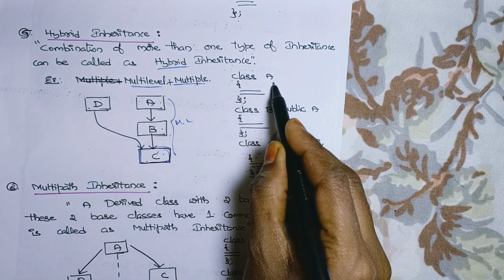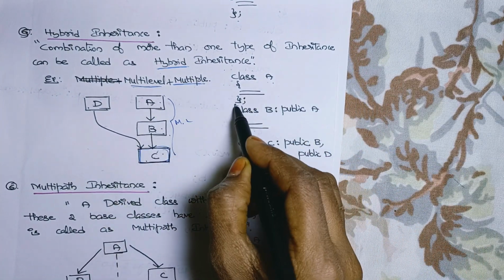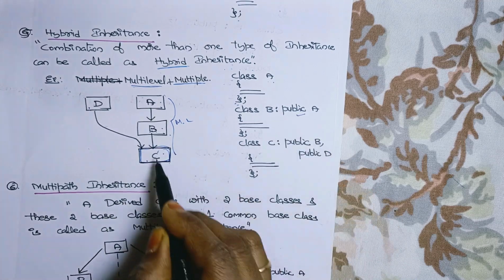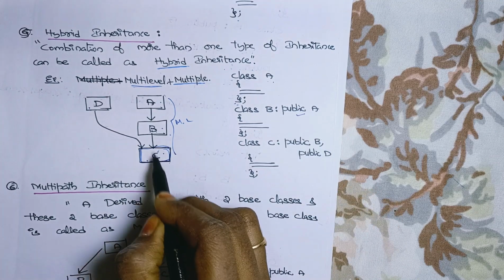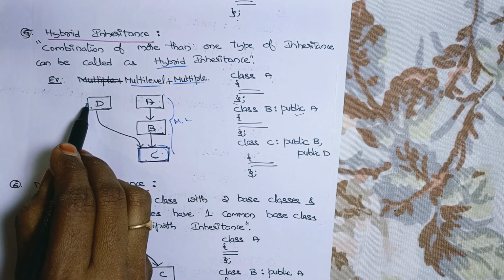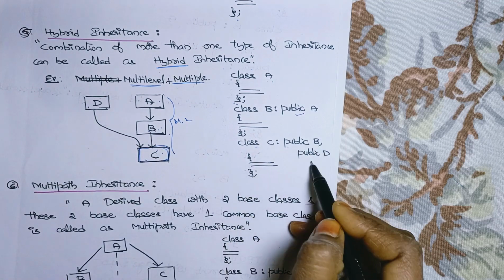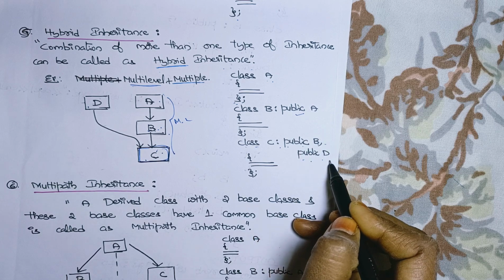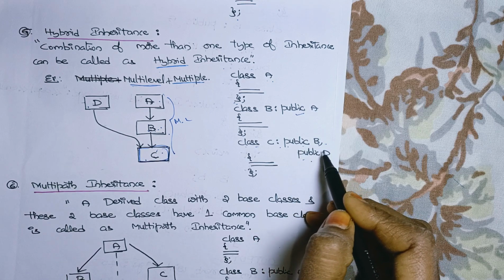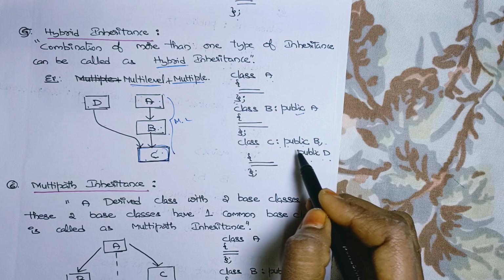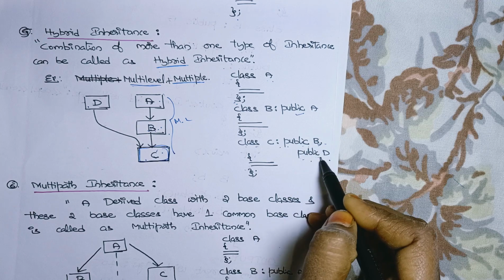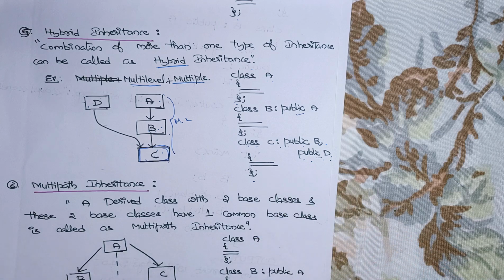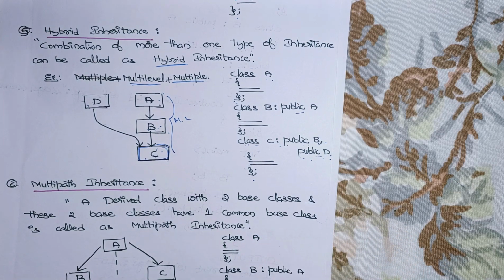Here class A, simply I am writing. Next class B shares the A properties. Next class C shares the B properties as well as the D properties. That's why I am writing it like this: class C colon public B comma public D. You cannot write public B comma D; you need to write public B comma, then the visibility mode, public D. Next, close class C. This is a hybrid inheritance.